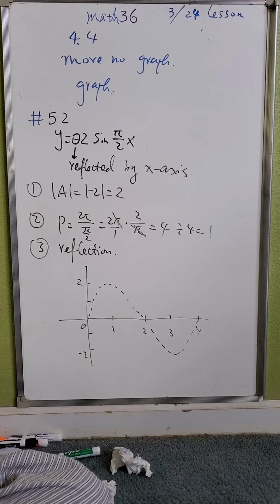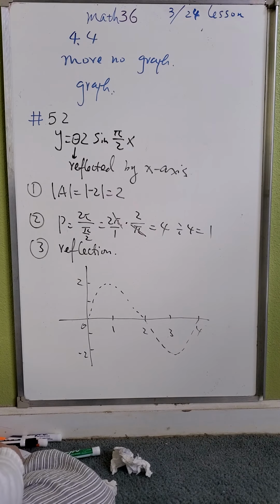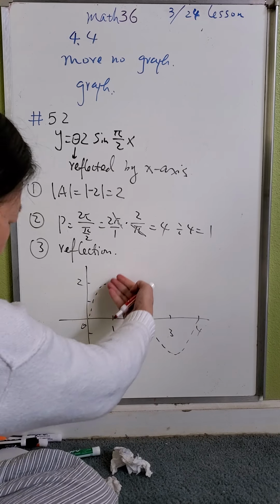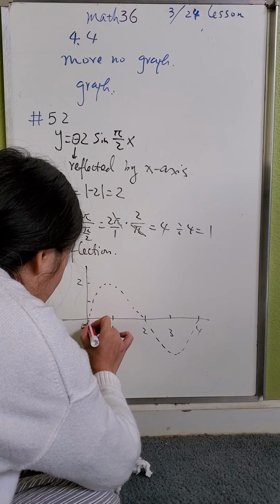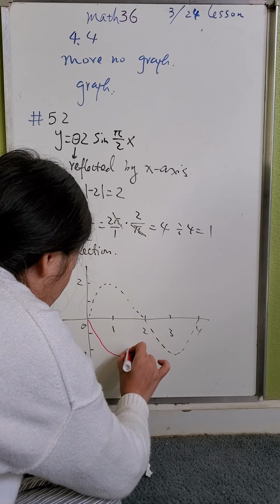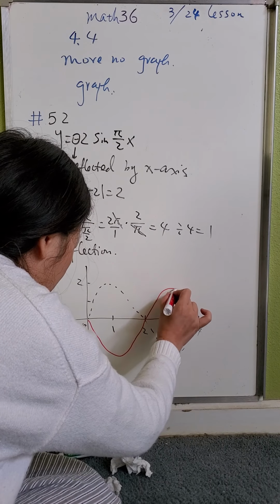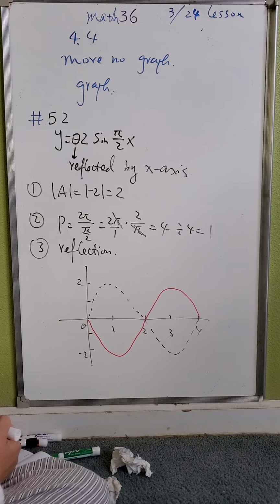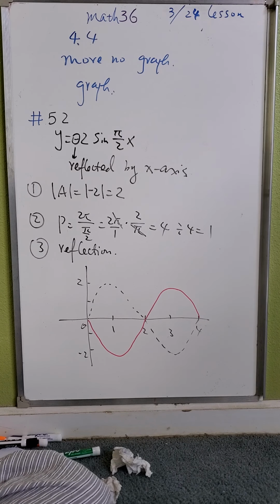Okay, now I'm going to reflect the graph, okay? So I reflect it. So this is flipped down. So it gives me a graph like this. Okay, so that's how you do the graph.